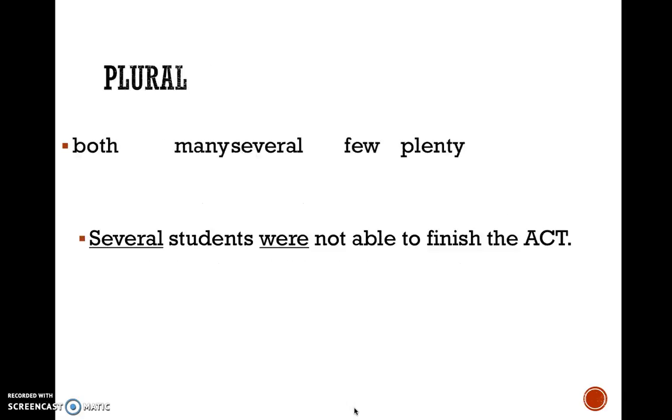That's tough. Plural ones will be both, many, several, few, and plenty. So several students were not able to finish the ACT. That's a lot easier because normally you're going to have the plural noun right after students. That makes it a lot simpler. Okay, so those are pronouns, guys. You've been using them your whole life. Now we just need to work on perfecting when we use which one.